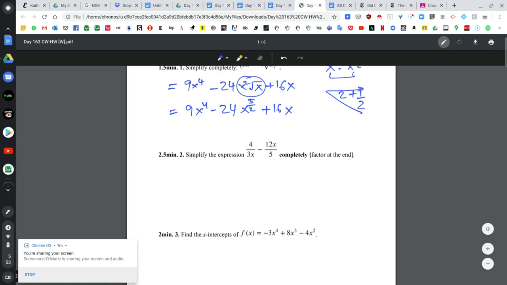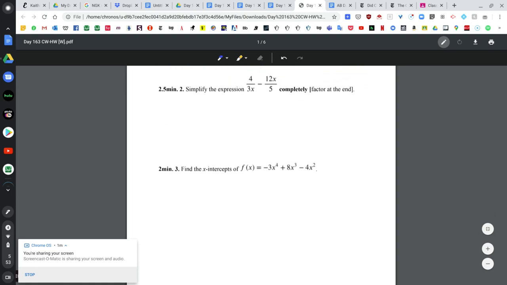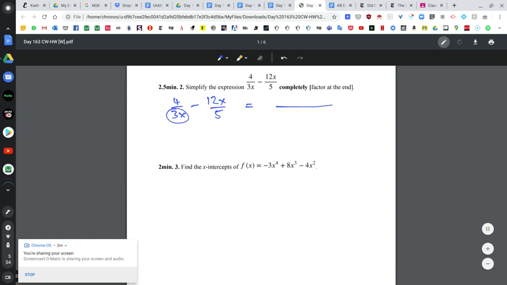Okay, let's go to question number 2, please. You can pause the video and attempt it yourselves. So it's a rational expression. It says 4 over 3x minus 12x over 5. How do we always do these kinds of questions? We take LCMs. So your LCM is 3x times 5. There's nothing in common. It's just 15x.